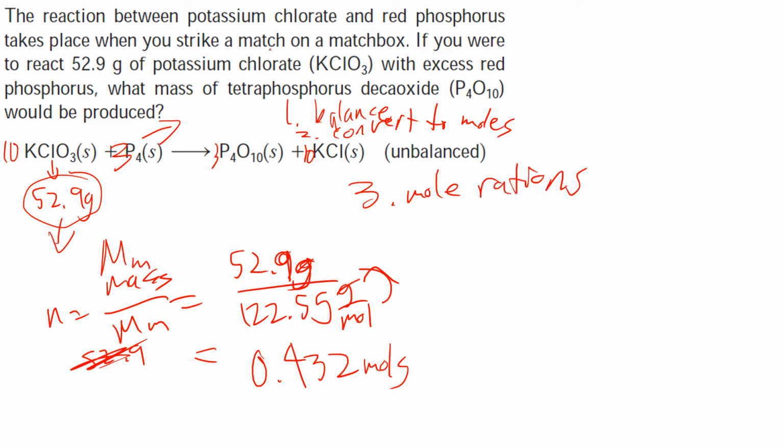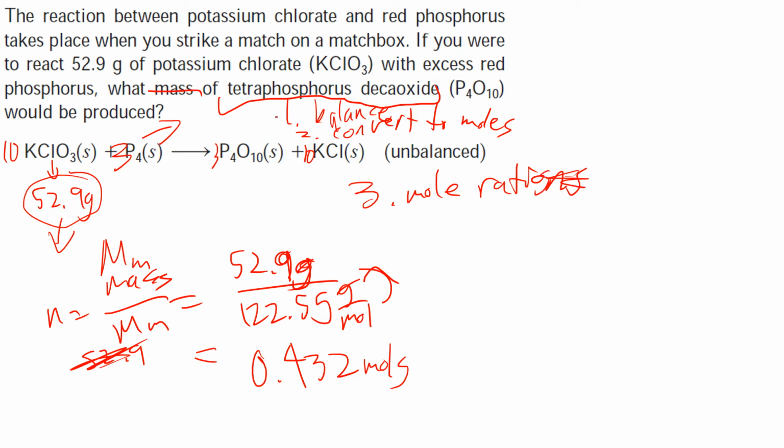What do we want to figure out? At the end of the day, we want to figure out tetraphosphorus decoxide. It asks for mass, but in order to find mass, you need to find moles, and that is all the time. Anytime they ask you for anything of a compound, always find moles first, and if they're asking for mass, just convert that moles to mass, okay? So mole ratios.